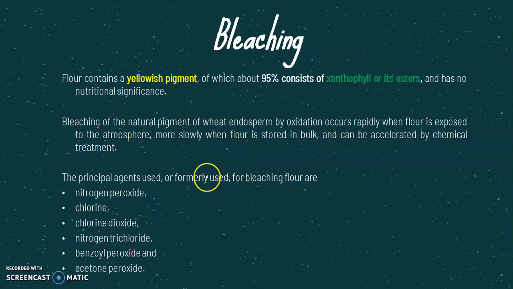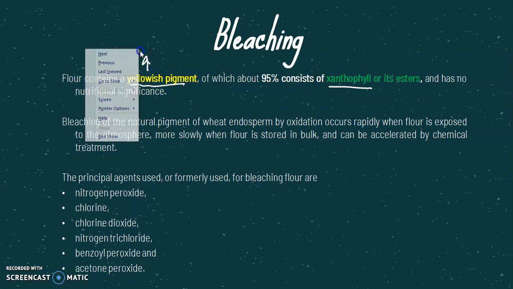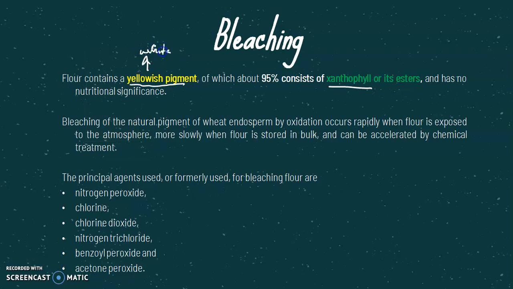Actually, wheat flour contains a yellowish pigment which is known as xanthophyll. It is having a yellow color, and from the nutrition point of view, it has no significance. And this yellow color is changed to white, colorless, white color through a process known as the bleaching.